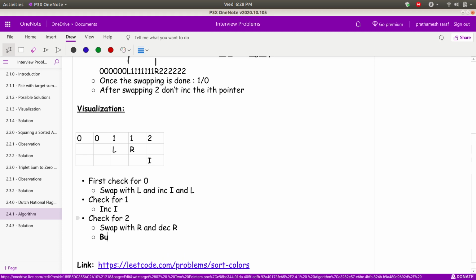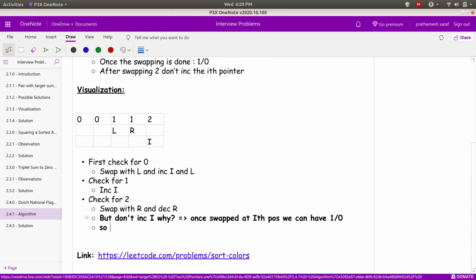But don't increment I. Why should you not increment I? Because once swapped, at the ith position we can have either 1 or 0. So that must be checked, in case it violates the condition.